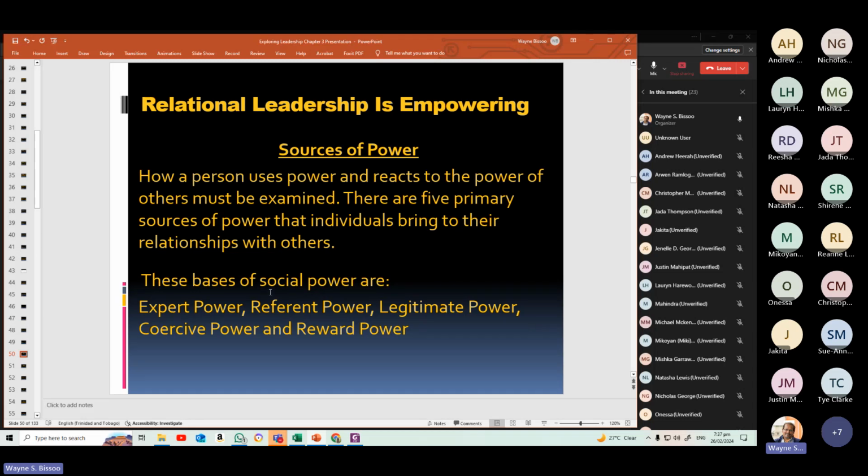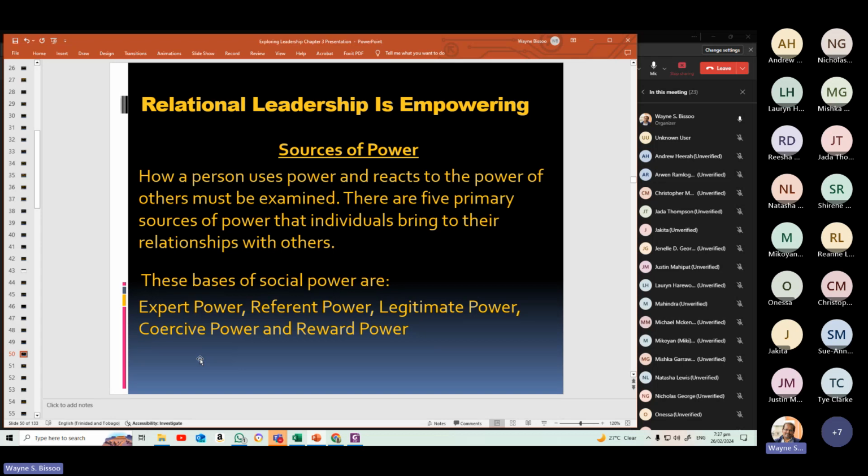So these bases of social power are expert power, referent power, legitimate power, coercive power, and reward power. Now, expert power comes from you being an expert at something. So you're a whiz at IT, you're a whiz at whatever skill areas. Those skills give you expertise. That expertise gives you power because everybody will defer to you as the expert in the field.